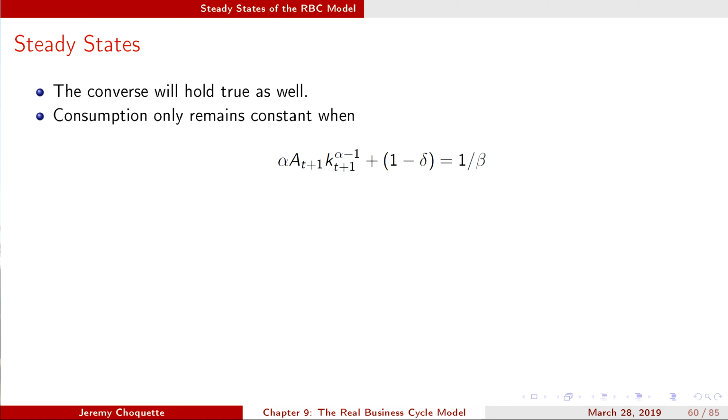Now, the converse holds true as well. Consumption really only remains constant when the marginal product of capital less depreciation is equal to 1 over beta. And remember, 1 over beta is just 1 plus rho. So this basically says, as long as we are just as patient as what the market conditions are returning, then consumption will remain constant.